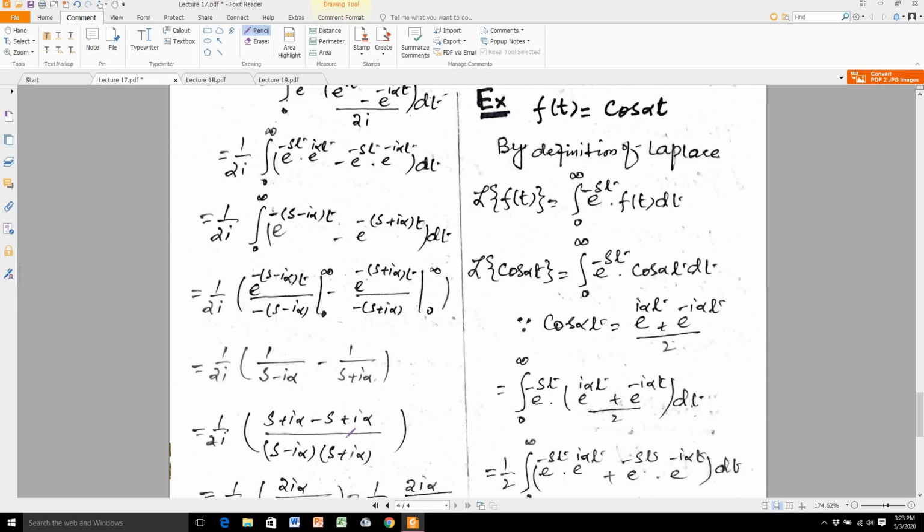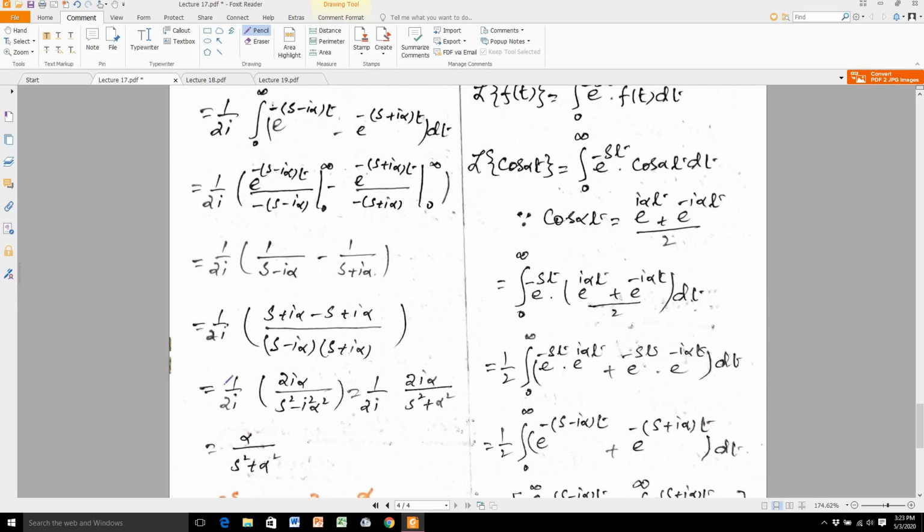When I take its LCM, I get 1 over 2 iota times 2 iota alpha over s square minus iota square alpha square. And you know that the value of iota square is equal to minus 1. So it becomes 1 over 2 iota times 2 iota alpha over s square plus alpha square. This 2 iota is cancelled with this 2 iota. We get alpha over s square plus alpha square.